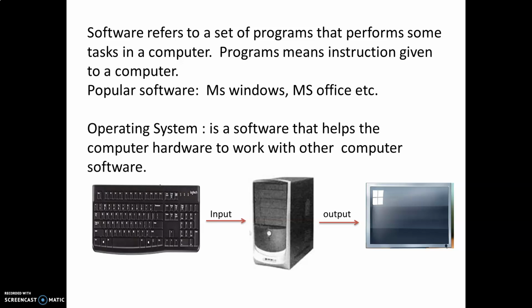What is an operating system? Operating system is a software that helps the computer hardware to work with other computer software. Now, from the keyboard, the data is inputted, it goes to the CPU, and from the CPU, it comes out as output in the monitor.